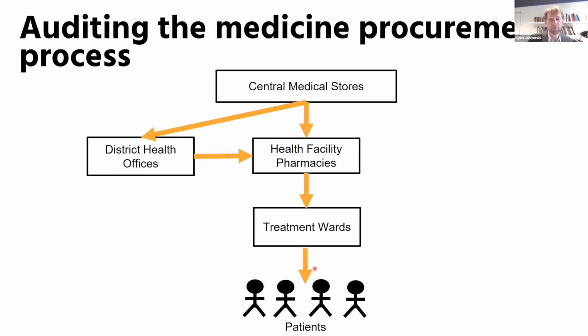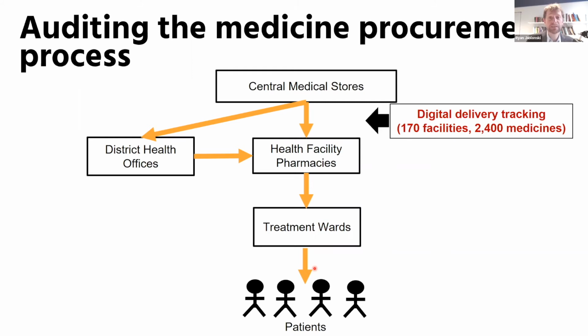Now, there are a number of points on this procurement chain where medicines can go missing. Perhaps the one that we think of most is the link between medicines leaving Central Medical Stores and going to a pharmacy. This is what a traditional audit would do: look at the extent to which the paperwork at the medical store matches the paperwork at a pharmacy. And so we also do this kind of audit.